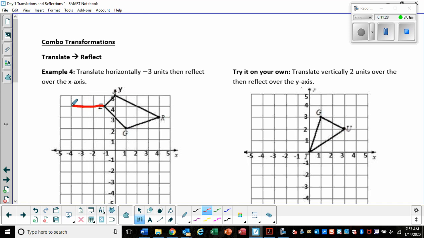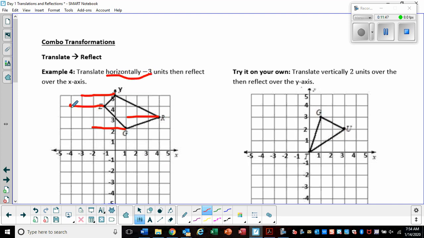1, 2, 3. 1, 2, 3. 1, 2, 3. 1, 2, 3. Okay? So that's going to take care of my horizontally 3 units.